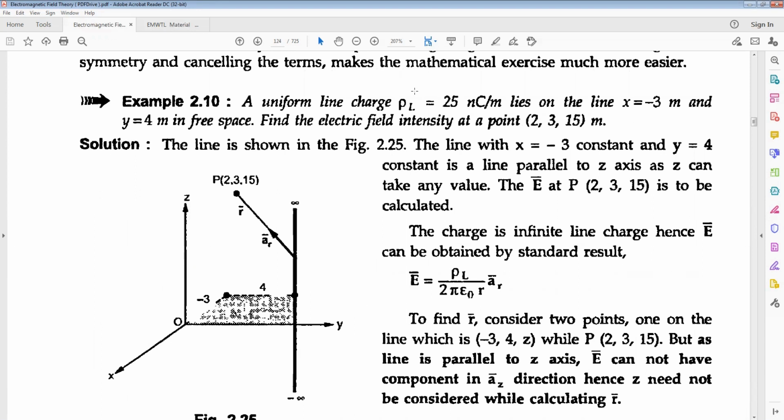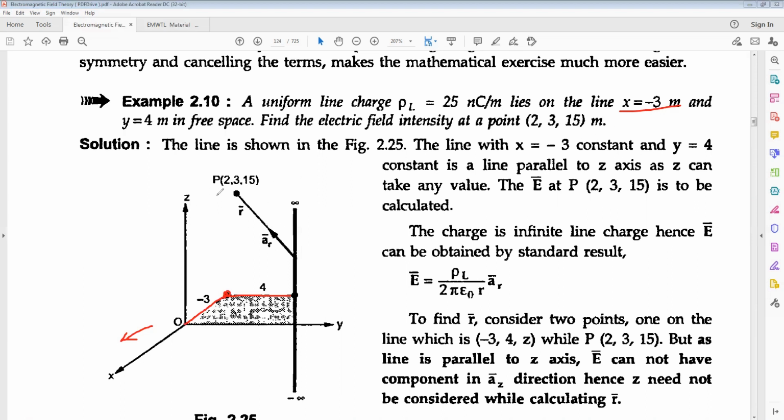That is a uniform line charge. A uniform line charge rho L equal to 25 nanocoulomb per meter lies on the line x equal to minus 3 meters. Here, minus 3 meters is on the opposite side of the x-axis, since x is positive in this direction. And y equal to 4 meters in free space. Find the electric field intensity at the point (2, 3, 15) meters.